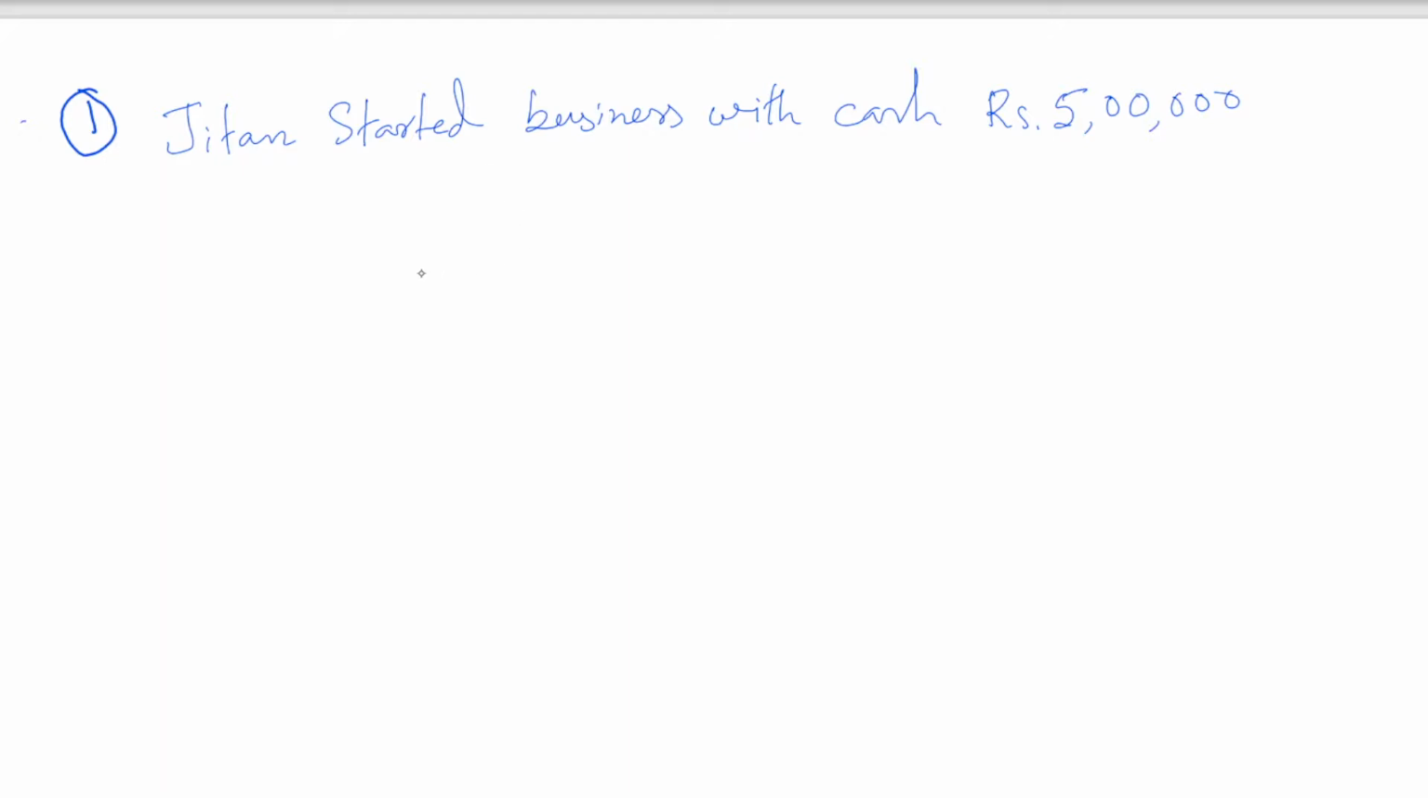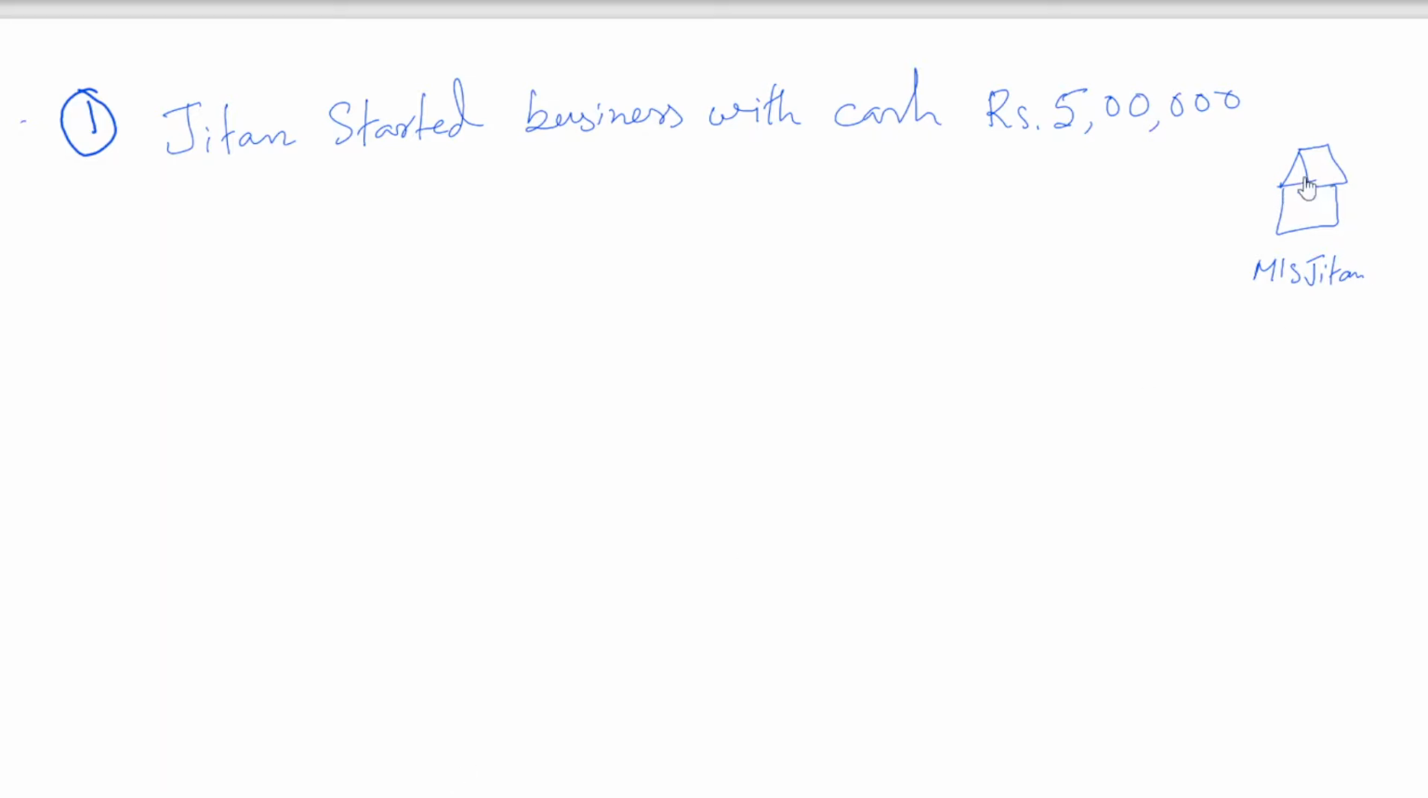If this kind of question is asked, or if you are asked to pass a journal entry in the books of the firm of Jiten, Messrs Jiten. Okay, the name of the firm may be Messrs Jiten or Jiten Limited, whatever it may be. Maybe the name of the business. Okay, name of the business is Messrs Jiten. Okay, so you have been asked to pass a journal entry in the books of the business. Okay, so you have to first understand one thing.